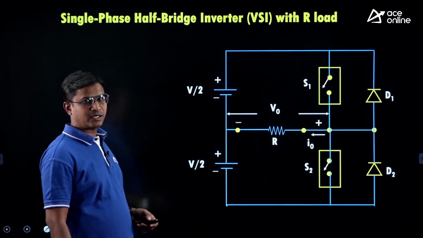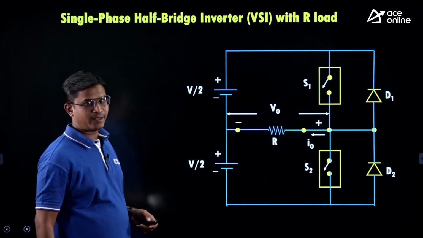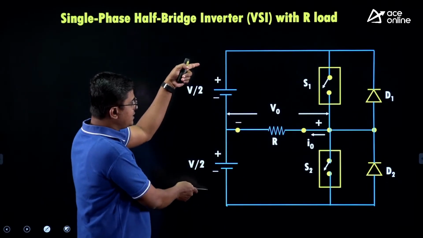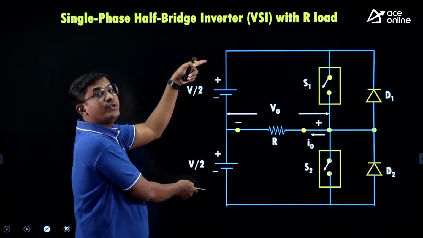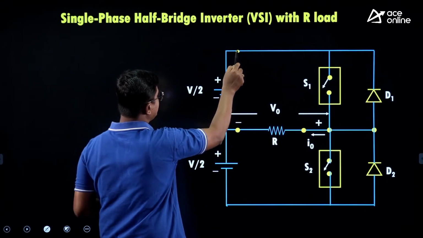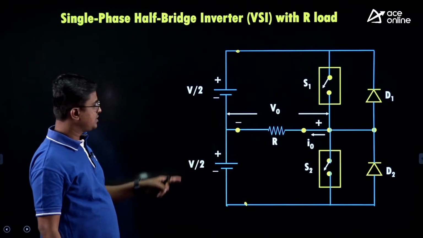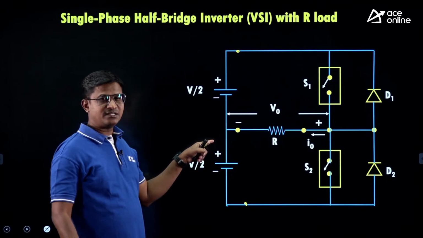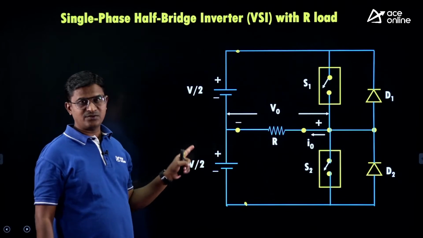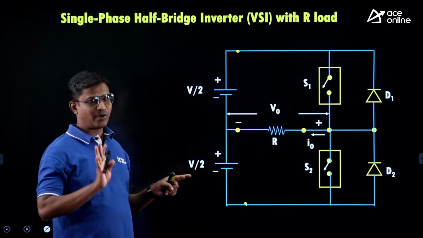In a half bridge inverter, a specially designed 3-wire DC supply is used. So check here, this is my total DC supply. The total available voltage is V by 2 plus V by 2, means V volt is available, but that total voltage is divided as V by 2 here and V by 2 here. So this is a DC supply, but it has 3 wires, 1, 2 and 3. So in a half bridge inverter, a specially designed 3-wire DC supply is required.